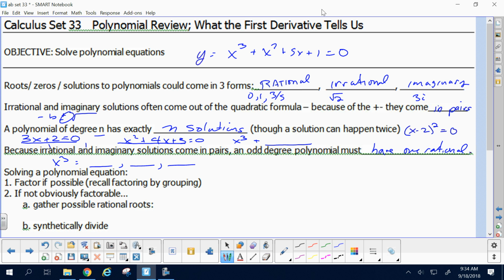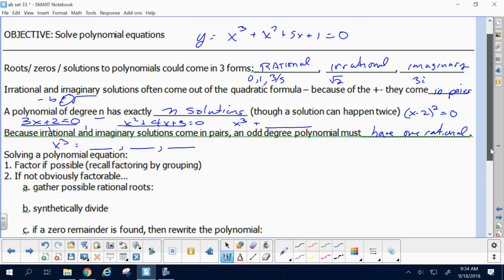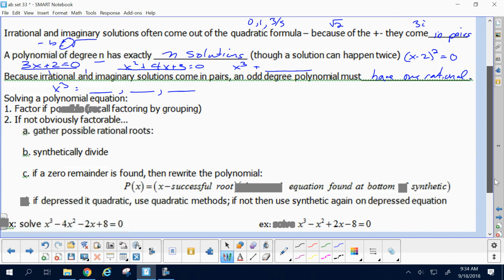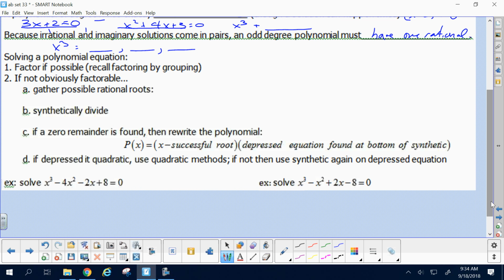Okay? All right. Review. And this was 4 lessons in the end of the green book, if you remember. But we're going to just give you a refresher and combine a lot of it into one. All right, so when you solve a polynomial equation, first thing you try and do is factor if possible. Not everything factors, but sometimes problems are set up nicely so you can factor it, because factoring is awesome and useful. Okay? If it's not obviously factorable, you'll gather the possible rational roots.